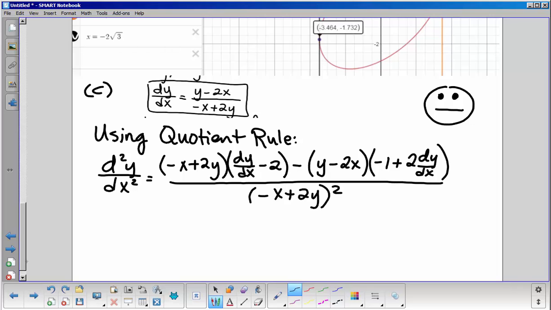Did they give us a point? So I can go such that x equals 0 and y equals 3. Do I have to simplify before plugging in the points? You okay, Julia? Okay. So let's see what we come up with.